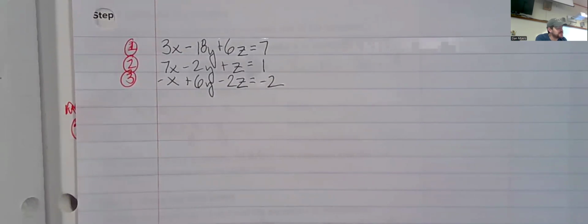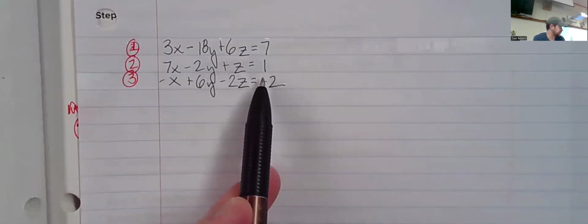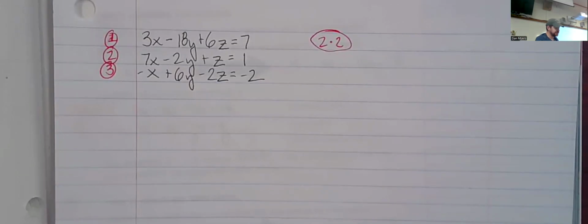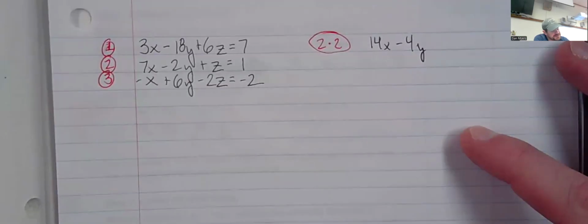Yeah. So we'll multiply equation 2 by 2. And so this is going to be, I'm going to write 2 times 2. That's equation 2 times 2. And then if we multiply everything in equation 2 by 2, that'll be 2 times 7x, which is 14x. We will have 2 times -2y, which will be -4y. And we'll have 2 times z, which will be +2z, equals 2 times 1, which is 2.